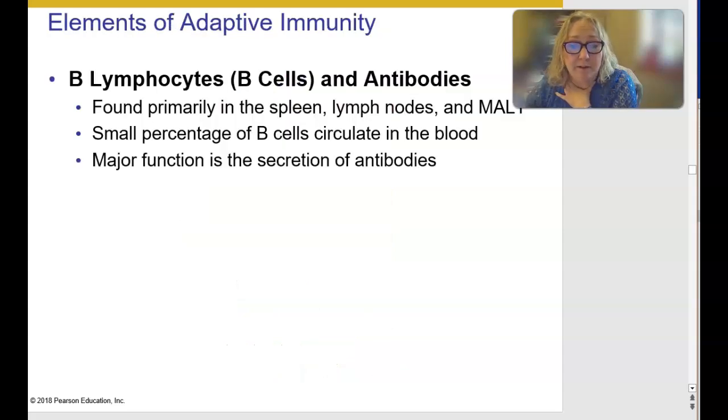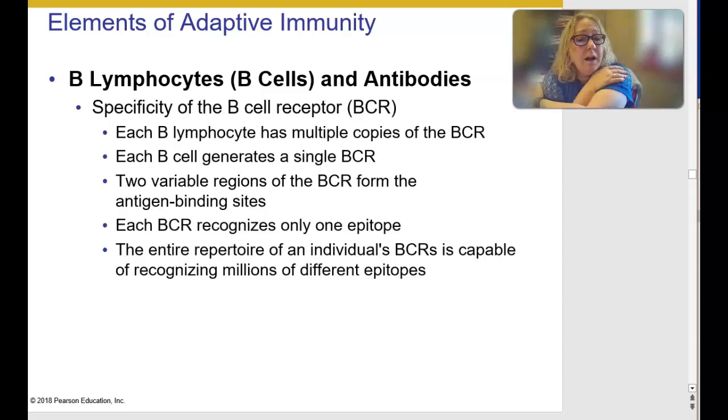B cells are found in the spleen, lymph node, and MALT. There's not a huge amount of these B cells circulating in your blood. The major function is the secretion of antibodies, specifically of the B cell receptors. Each B lymphocyte has multiple copies of its BCR, or B cell receptor. So each one has a bunch of receptors. Remember, when you went to B lymphocyte school, you had to pick a receptor.